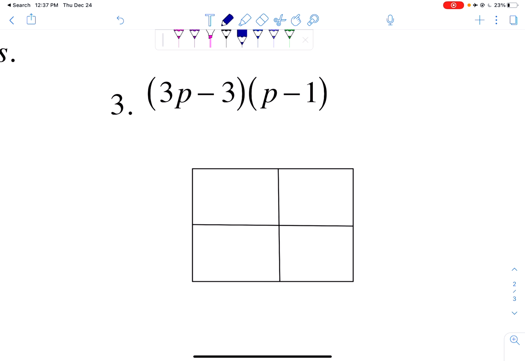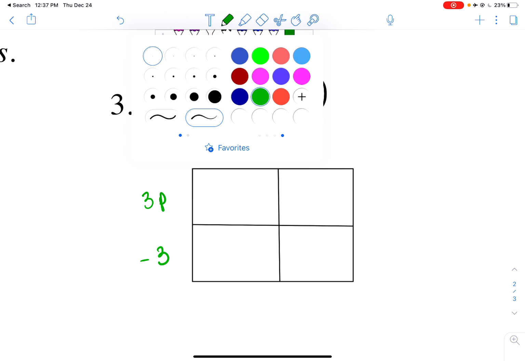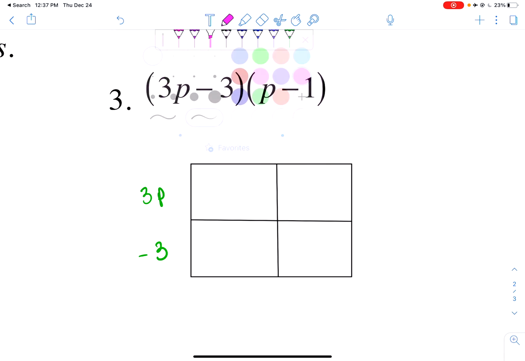I'm going to change it up now. I'm going to put my 3p minus 3 on the left-hand side. So I have 3p minus 3. And then I have p minus 1 up top. Remember, this is really a 1p. So I ask myself, 3p times 1p? Well, 3 times 1 is 3, and p times p is p squared.